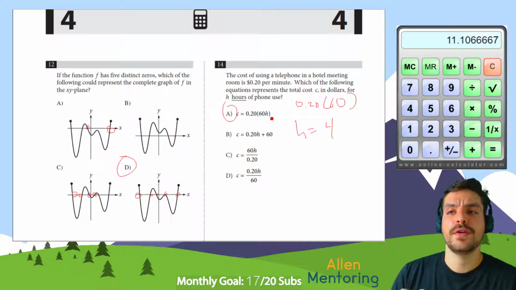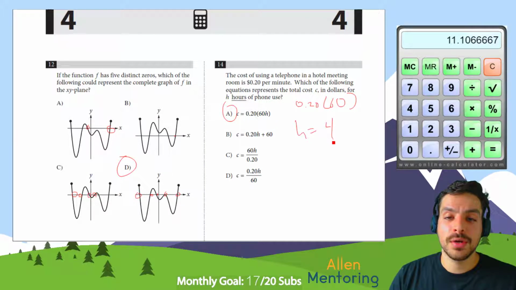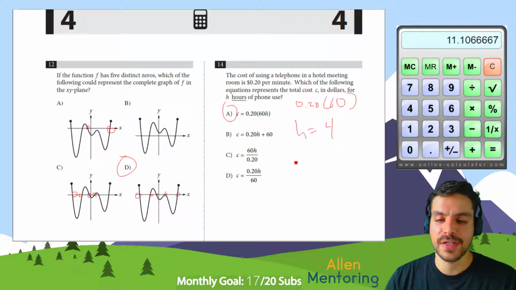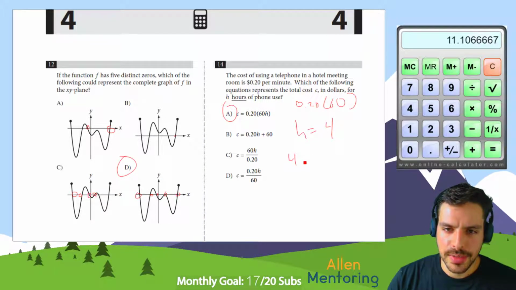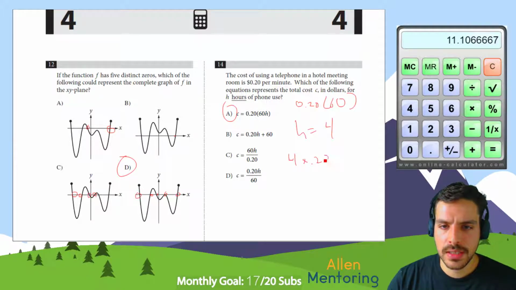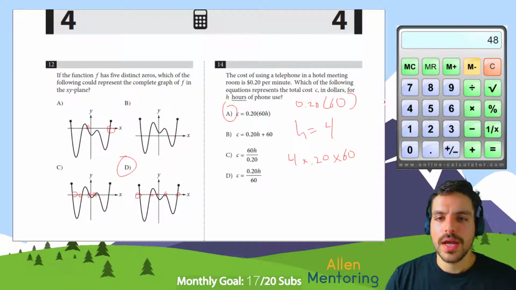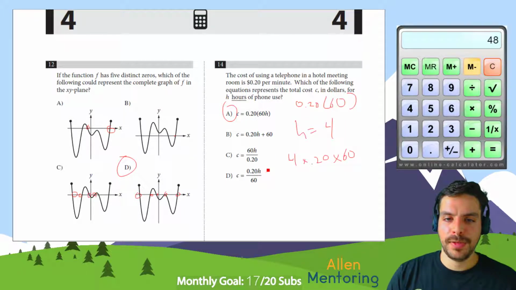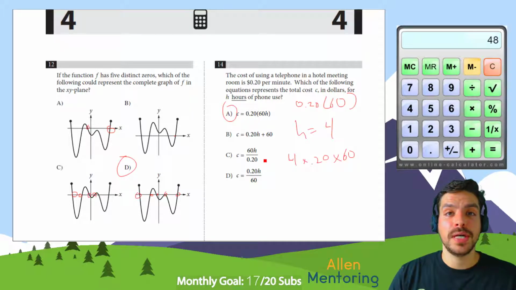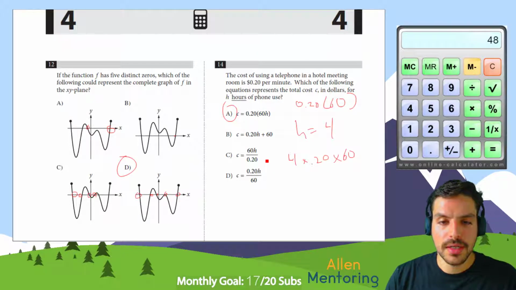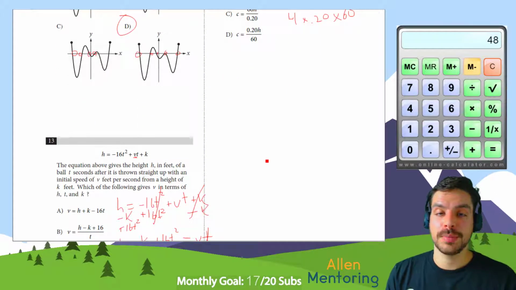Okay, and if you wanted to do it a different way, you could have found out the total cost. In this case, if it's 4 hours, it's going to be 4 times 20 cents times 60 minutes, which is 4 times 0.2 times 60, and that is equal to $48. And so what you could do is check each of these solutions for 48. Whichever one equals 48 will be the correct answer. That's another legitimate way to do it and one of my favorite ways to solve SAT problems. So it's up to you if you want to abstract it versus plugging in your own numbers.